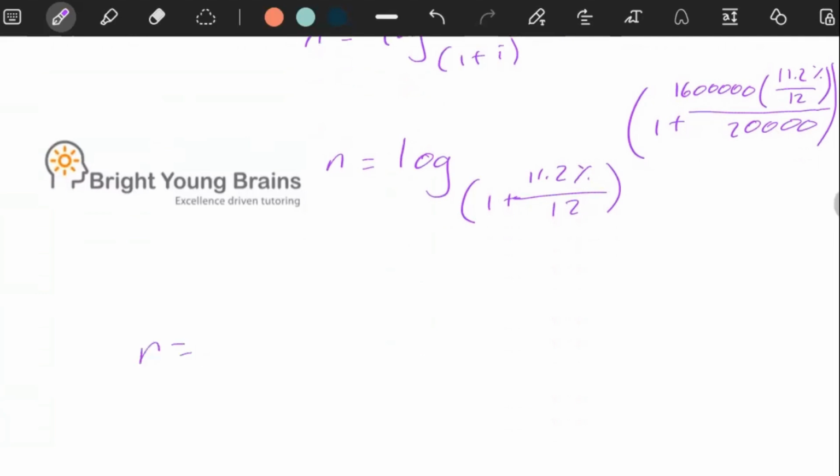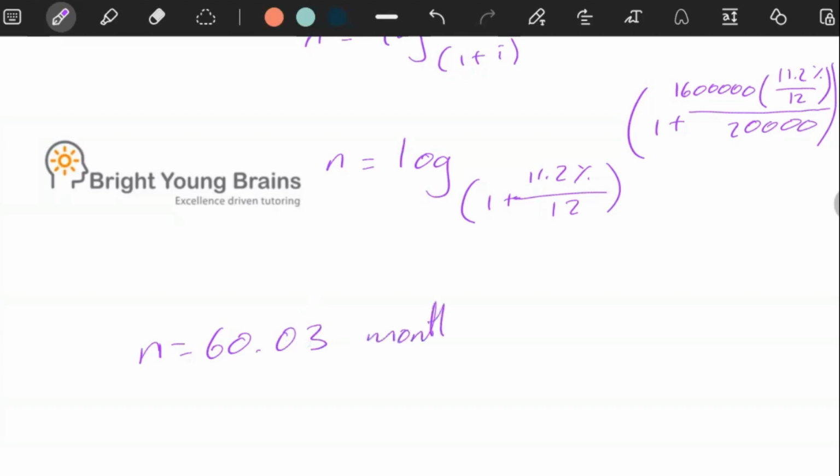So in your calculator, you're going to press the log button, the one that is under the on button, if you're using the Casio calculator. And then you're going to put your brackets, and then 1 plus fraction button, 11.2% over 12. And then in the other bracket, you're going to put 1 plus the fraction button. You're going to put 1,600,000. And then open brackets, close bracket, fraction button, 11.2 shift percent over 12. And then in the denominator position, we're going to put 20,000. All this in the calculator, we're getting the number 60.03.